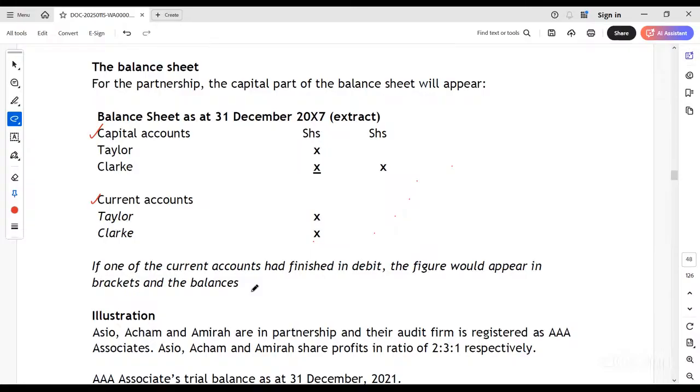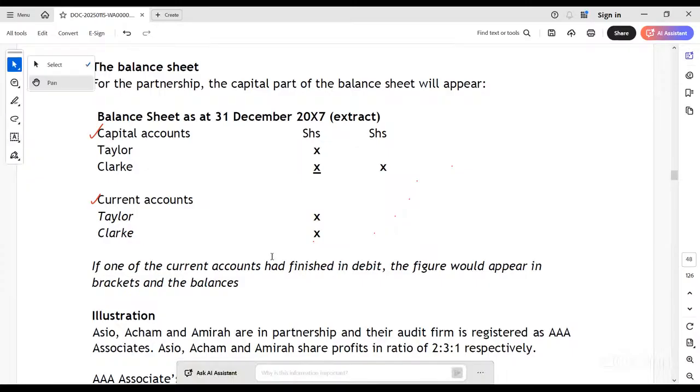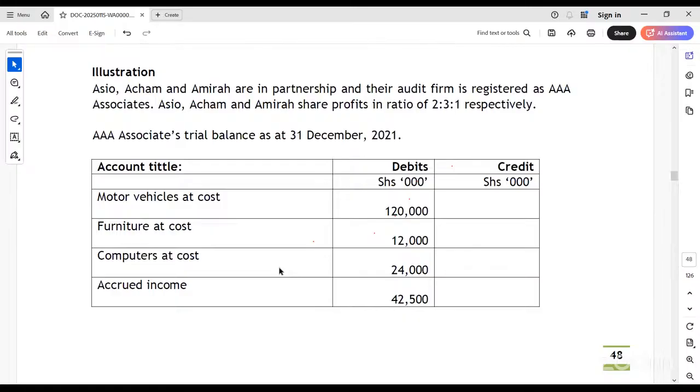So that's it all. Now what we are going to do is go through our illustration. We are going now to see how we come up with the appropriation account, and how we prepare the partners' current accounts and capital accounts. That's where we are heading. And I have a question here. This question, I've shared it in the group.